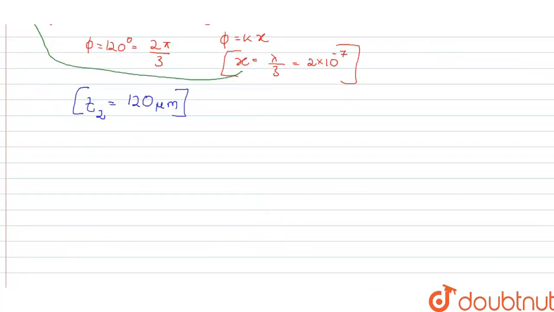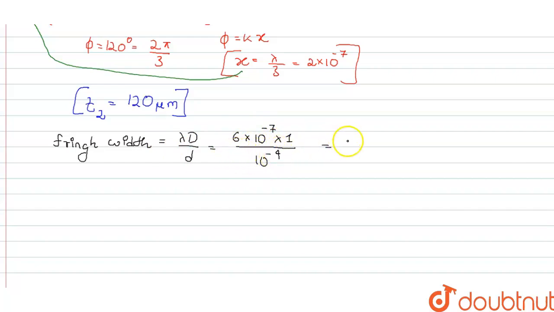And now further going with the question, we can find the fringe width, which has a formula lambda D upon small d, which is 6 into 10 to the power minus 7 into distance, which is 1 meter, and here 10 to the power minus 4. So this comes out to be 6 into 10 to the power minus 3, which is equal to beta.